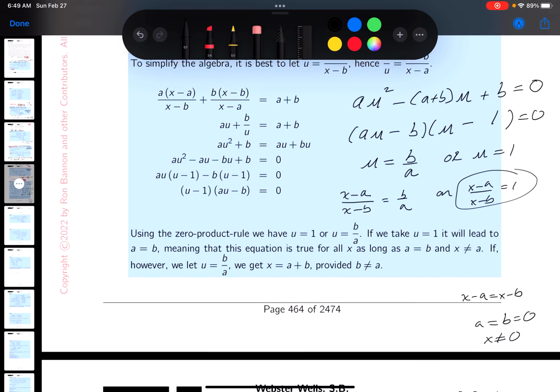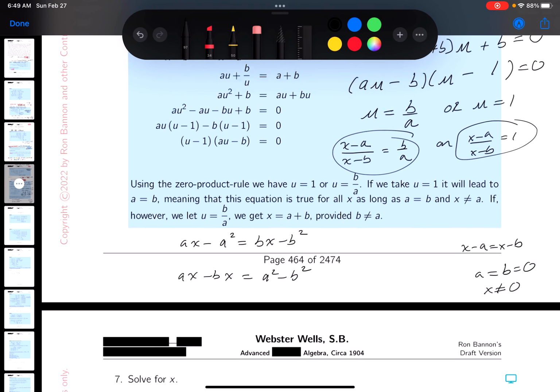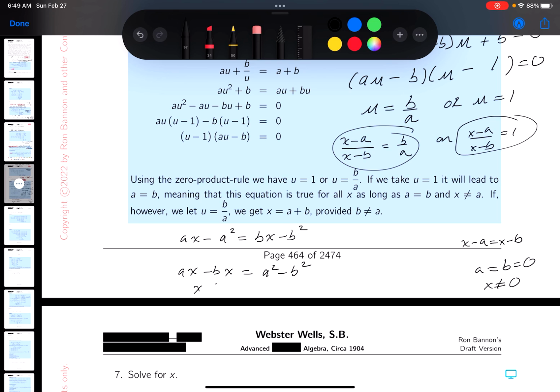I'm going to do the other one. A little more difficult. Let's write that down. I'm doing this one now. And that's going to be ax minus a squared equals bx minus b squared. And I get this over here. I get ax minus bx equals a squared minus b squared. I'm going to factor the x out, and you're going to get a minus b. And over here you get a squared minus b squared.